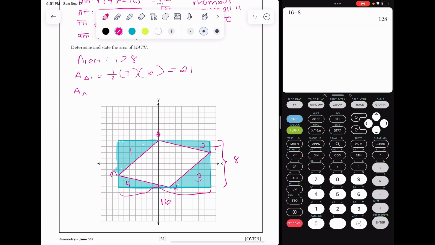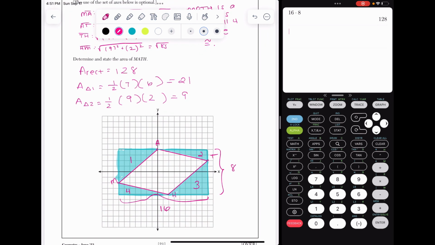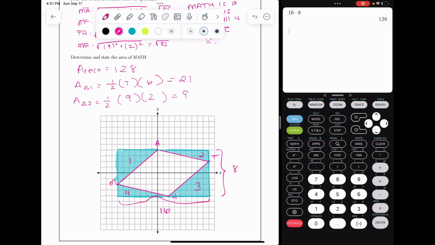The area of triangle 2, 1/2 of 9 times 2 is 9. We're going to do the same measurements over here. If I do area of triangle 3, 1/2 of 7 times 6 is 21. The area of triangle 4 is 1/2 of 9 times 2, or 9.